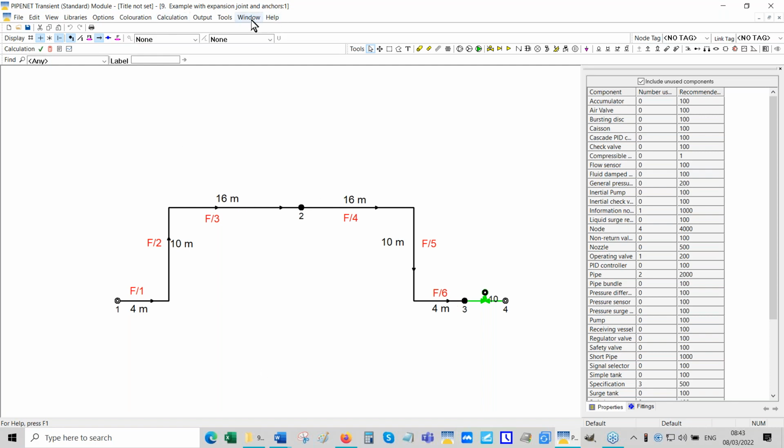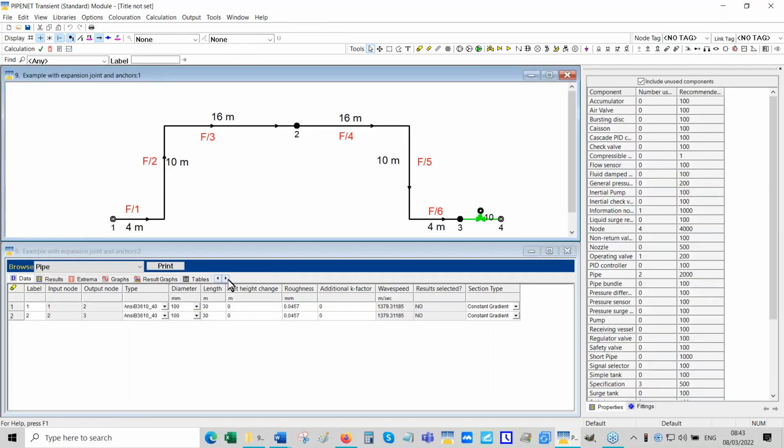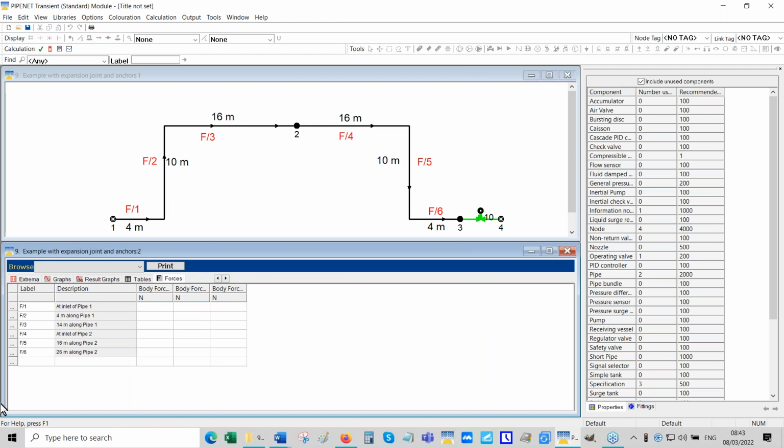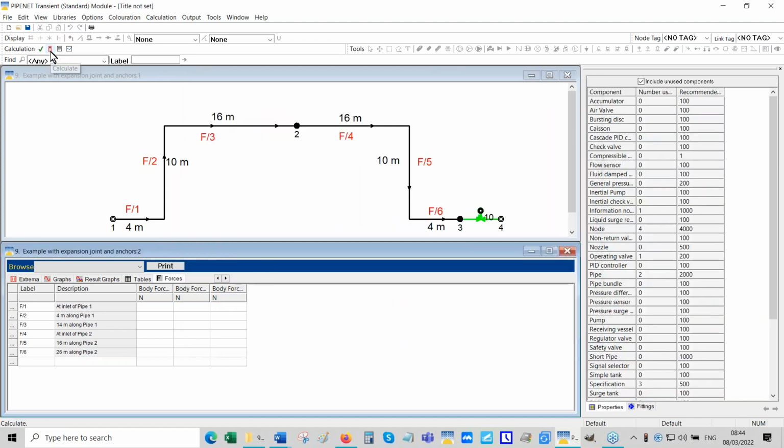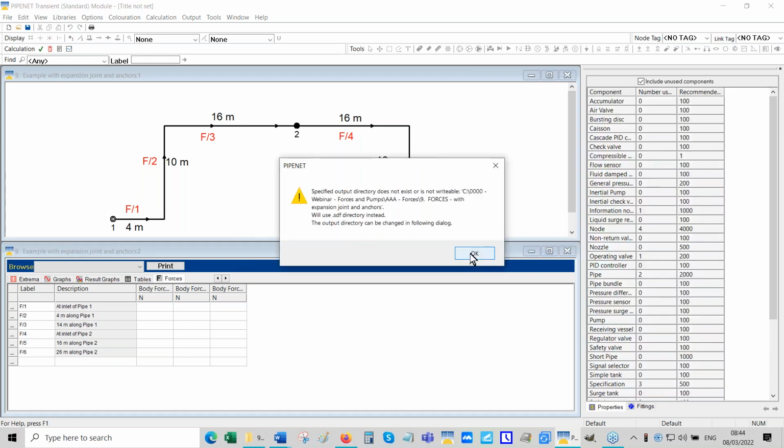We can have a look at a couple of them if you like. These are the 6 forces. We pick F3 at random. It's rigid and elastic. This F2 is rigid and rigid. So we do the calculation.